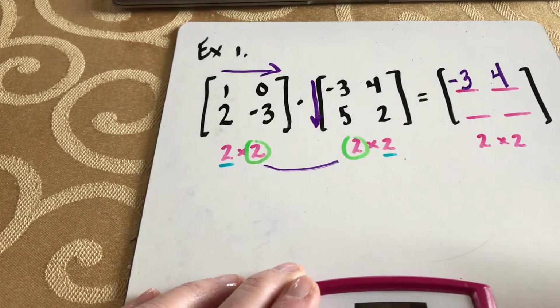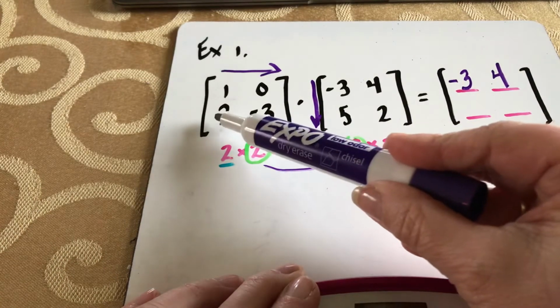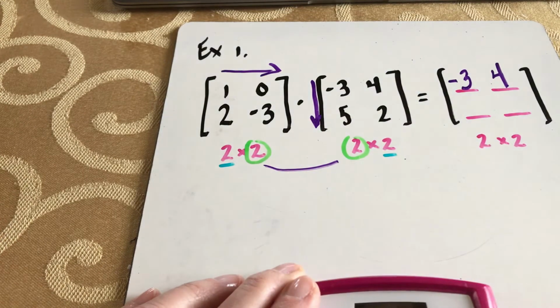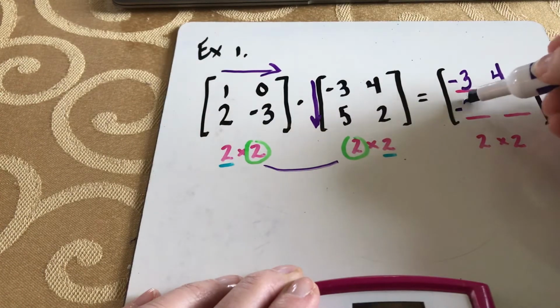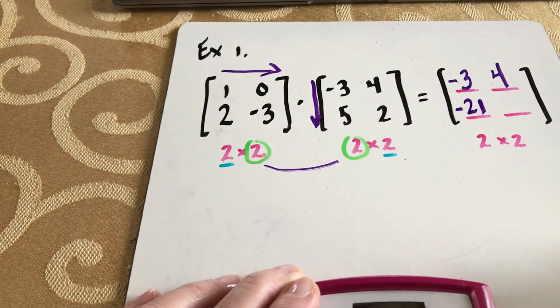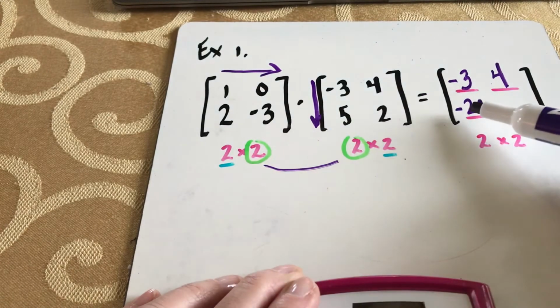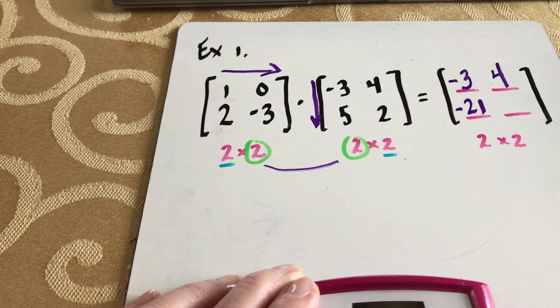Then we proceed and do the same thing with the numbers in the bottom. Again, now I'm going to go across the bottom row and down the first column. So we have 2 times negative 3 plus negative 3 times 5. My answer, negative 21, goes in that spot there, again, because it's in the bottom row and the first column.